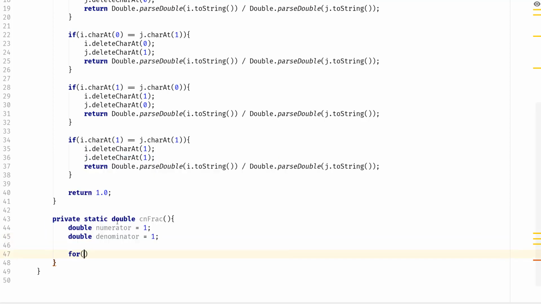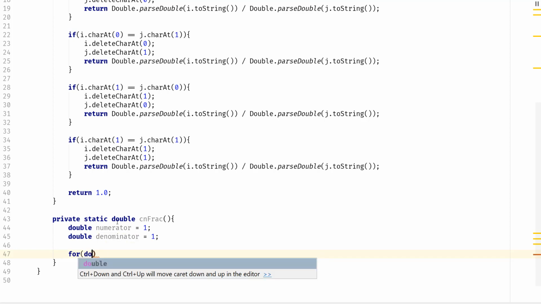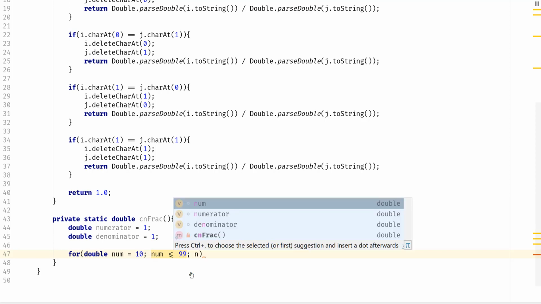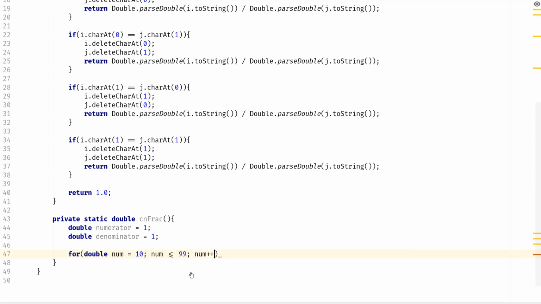Now I'm going to say for double num is going to equal 10, because that's the first 2-digit number that we have. And then we're going to do num is less than or equal to 99. So I downloaded this material theme, and apparently it's messing up with my symbols, so bear that in mind. But this is less than or equal to.